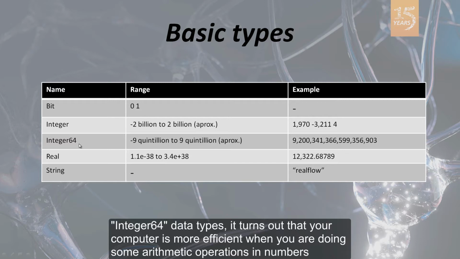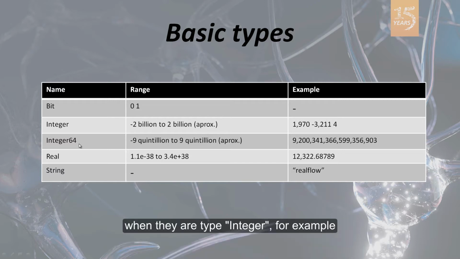So it turns out that your computer is more efficient when you are doing arithmetic operations on numbers when they are of type integer, for example. Just that.